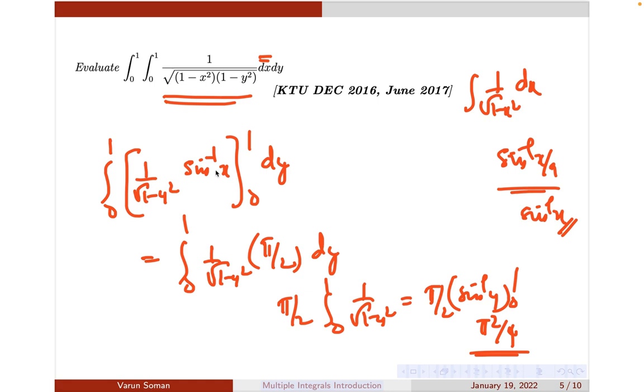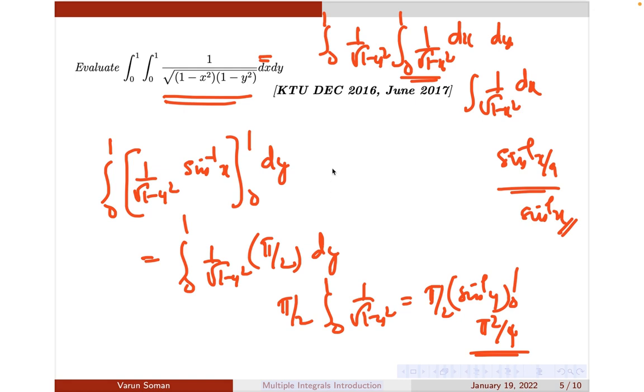Okay, so even in the first step itself, you can take this 1 by root of 1 minus y square to the outside of the integral. So that you also can do. For example, it will be like this: integral 0 to 1 of 1 by root of 1 minus y square into integral 0 to 1 of 1 by root of 1 minus x square dx dy. Okay, this is just to basically simplify the steps only. It is not required. If it is comfortable for you, you can do that.